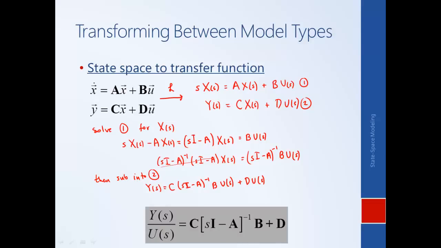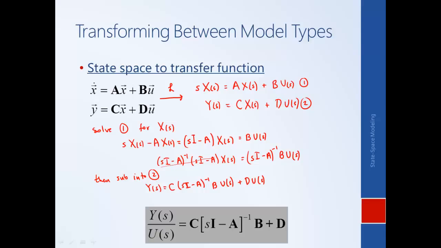So that notation isn't entirely correct. If we have a single input, single output system where u is a scalar and y is a scalar, then this is absolutely correct. If we multiply out our matrices in this manner, we'll get a single transfer function with y as the output and u as the input.